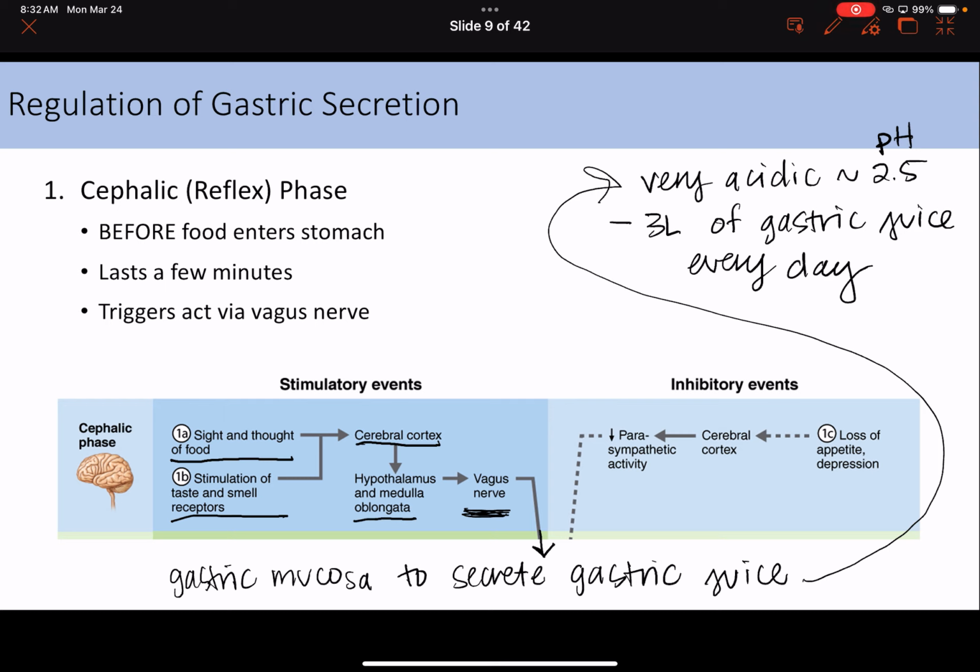So any questions about the cephalic phase? This is just the beginnings of the gastric secretions, because you thought about food, it was time for you to eat food, or you actually smelled or tasted food.